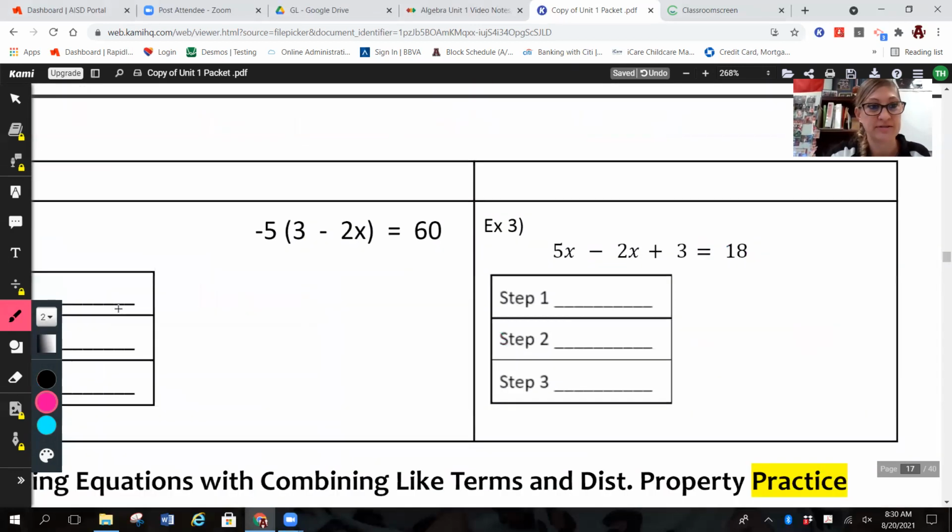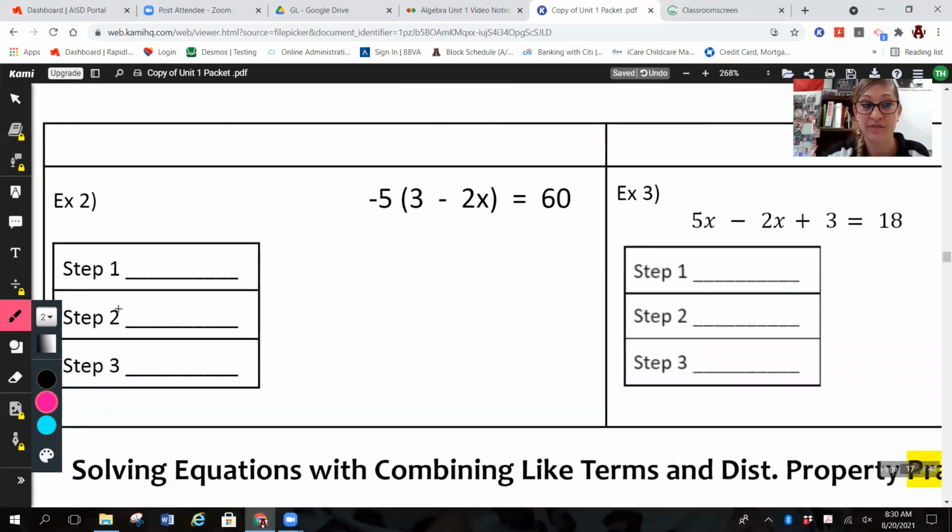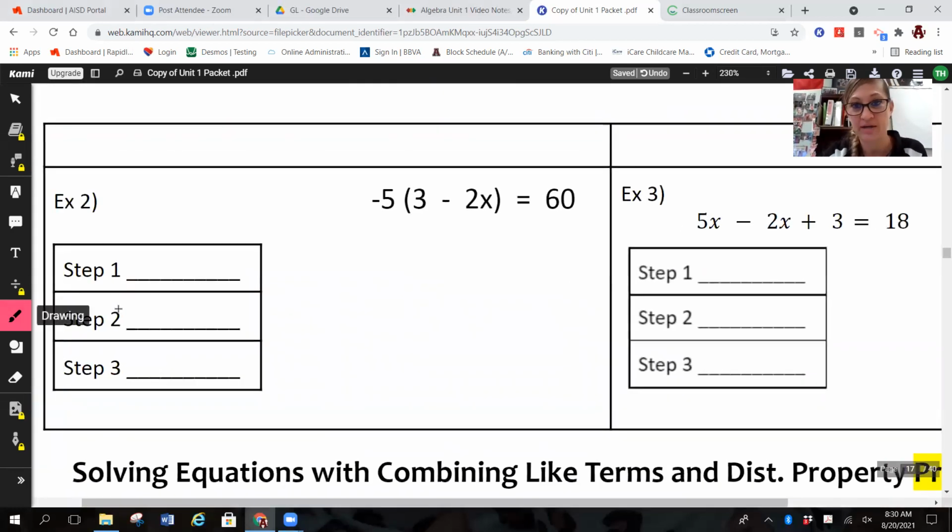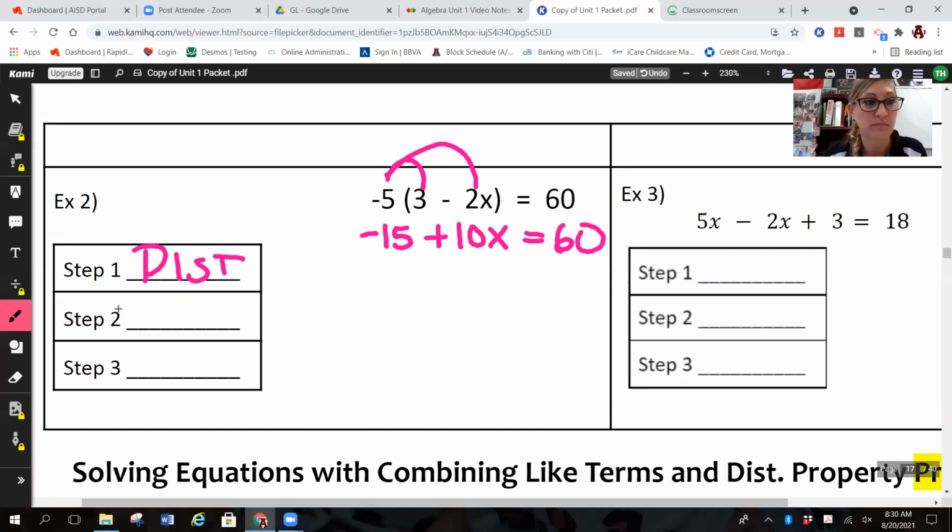Let's take a look at solving this equation. Okay, now this is an equation because it has an equals. So step 1 will be distribute, because I see a set of parentheses. Negative 5 times 3 is negative 15. And negative 5, now this is tricky. You have to say negative 5 times negative 2. And that's a positive 10x equals 60.